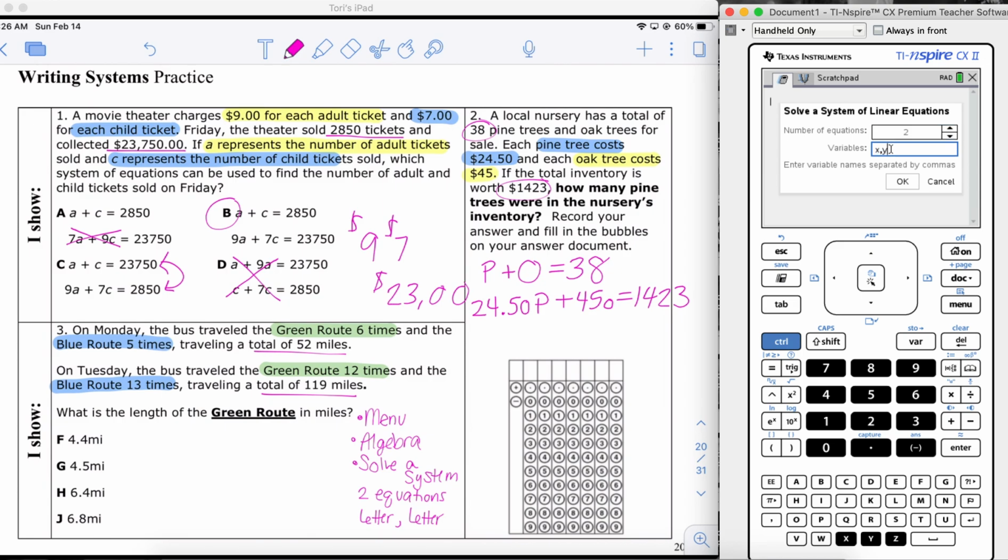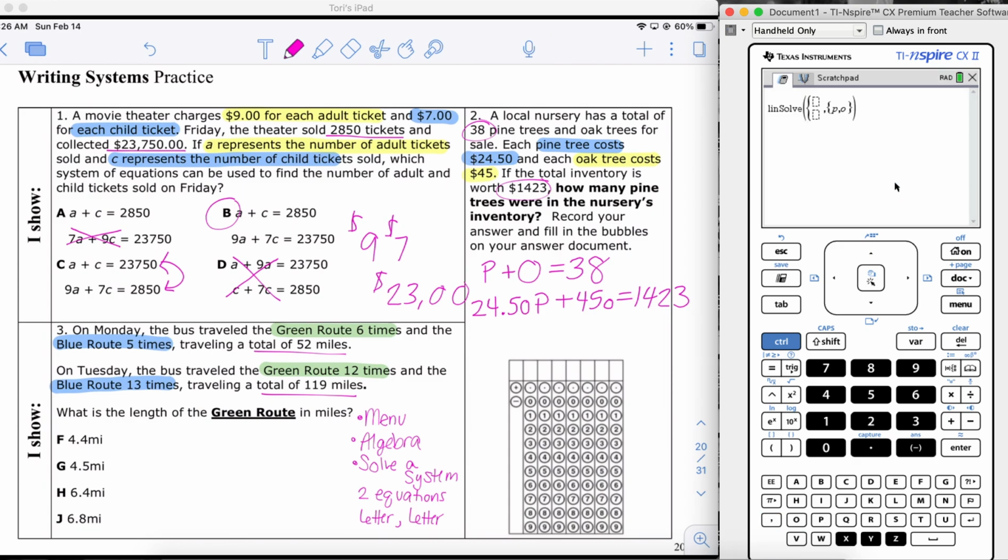All right, so my variables are not X and Y. I used P and O just to make my life easier. So I'm going to come down here. I'm going to do P first. P, comma is right next to the pi underneath it on the far left side at the bottom, comma, and then O for oak trees.